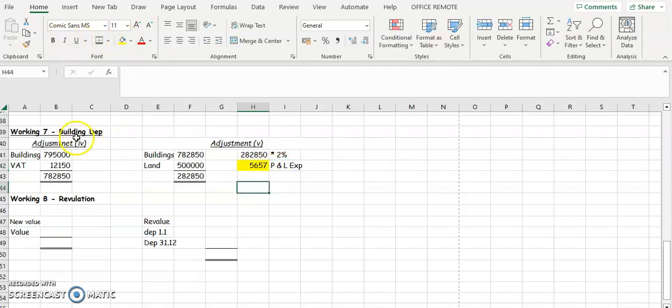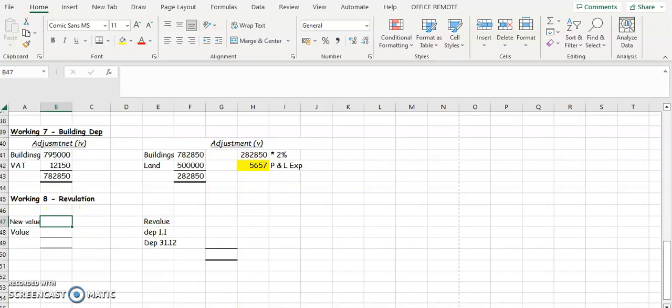So the depreciation on buildings, remember there's an adjustment to take VAT out of our buildings account. I think it was part of adjustment 4 or the previous adjustment. Then we need to take our land away from our buildings. So 782,850 take away 500,000 will give you 282,850. That's the value of our buildings and the rate of depreciation is 2%. So 565,657 is our expense figure to go into profit and loss account.